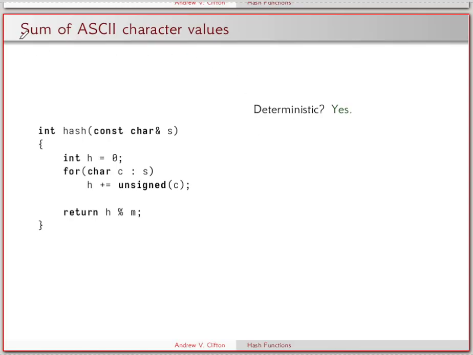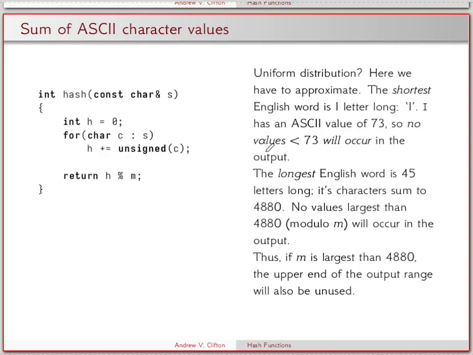All right, what if instead of just taking one of the characters, we sum up the ASCII values of all the characters? Here we're just doing a loop over the characters in our string and adding up all the characters into H, and then again doing a mod m at the end to get a value between 0 and m minus 1. And again, we're doing the unsigned to ensure that we always deal with values that are greater than or equal to 0. So is this deterministic? Yep, right. As long as we have two identical strings, the characters in them will be identical, so that part is usually easy.